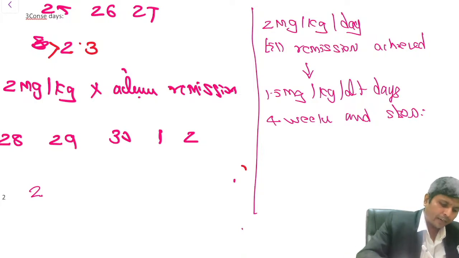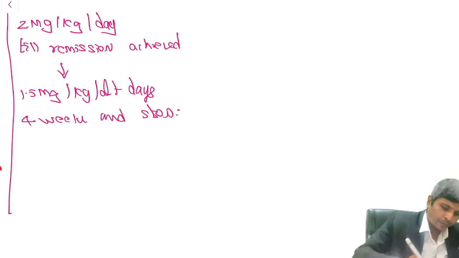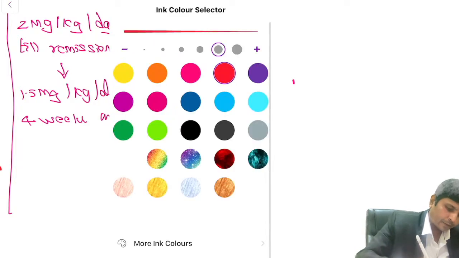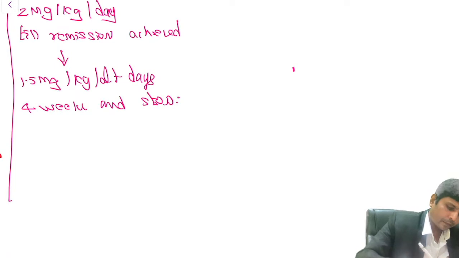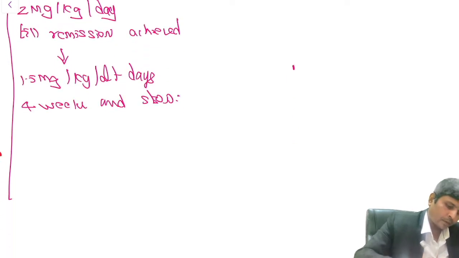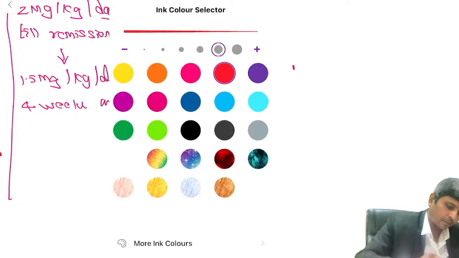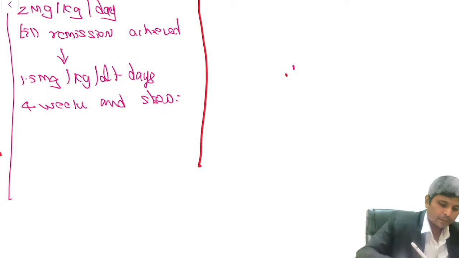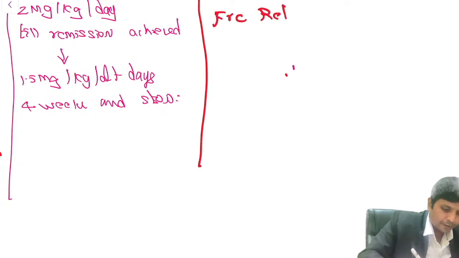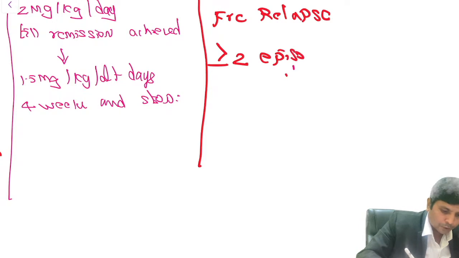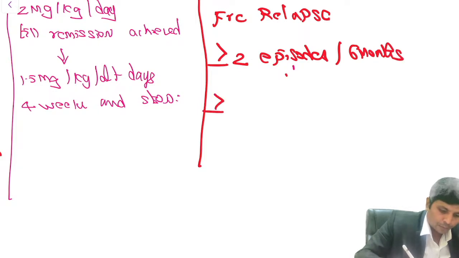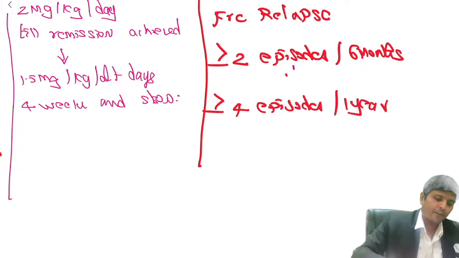What do you mean by frequent relapse? Then comes frequent relapse. Frequent relapse means 2 or more episodes in 6 months, or 4 or more episodes in 1 year. So what is the treatment for frequent relapse?